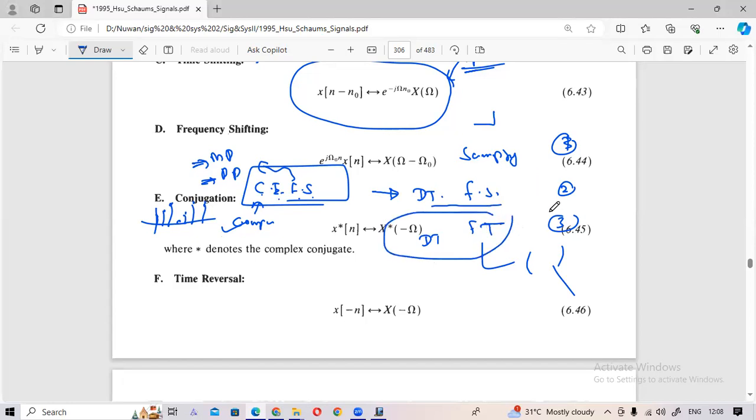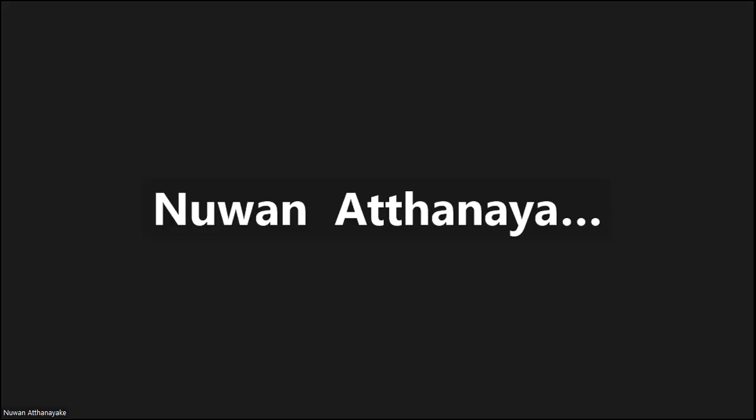Maybe you will be given that kind of property and asked to use that property. Then you have to use your practice to solve that. So three questions will be there: sampling, Fourier series representation, and Fourier transform. Be ready for the mid exam. It is on the 30th, Saturday, from 8 to 10.